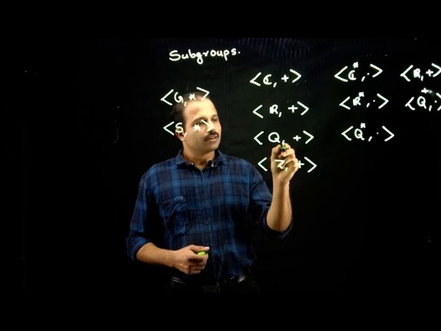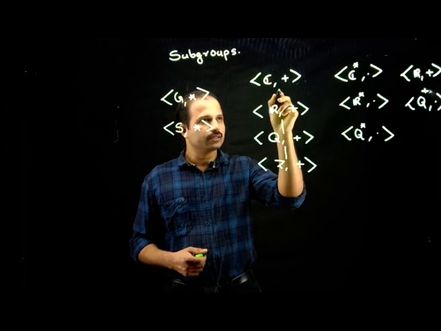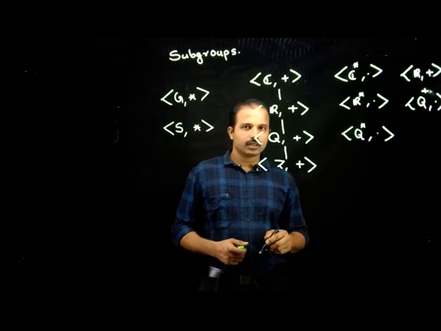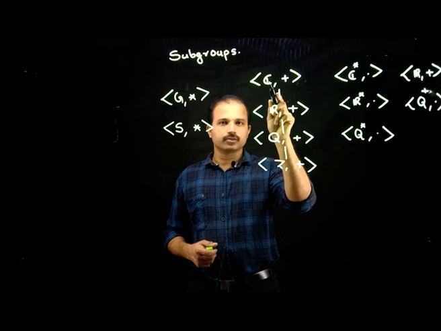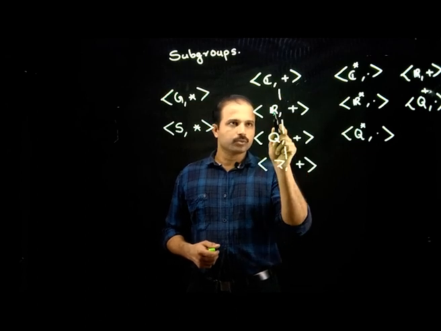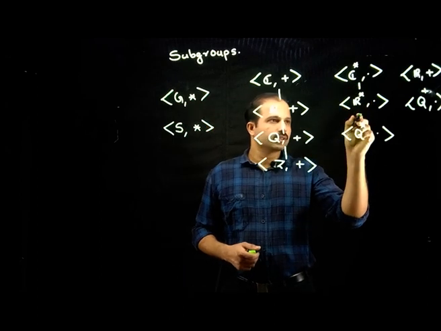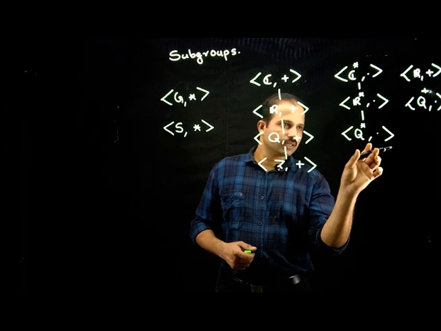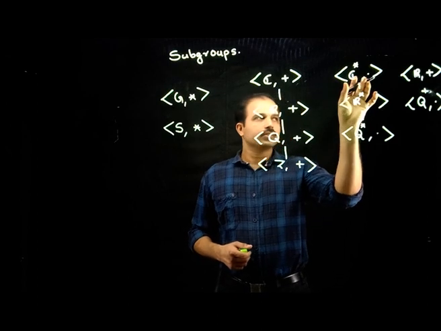So we may draw a tower of subgroups here. This is a tower of subgroups. Tower of subgroups means all these are subgroups of this one. All these are subgroups of this one. Here also we have a tower of subgroups. This one is a subgroup of these two. This one is a subgroup of this one.